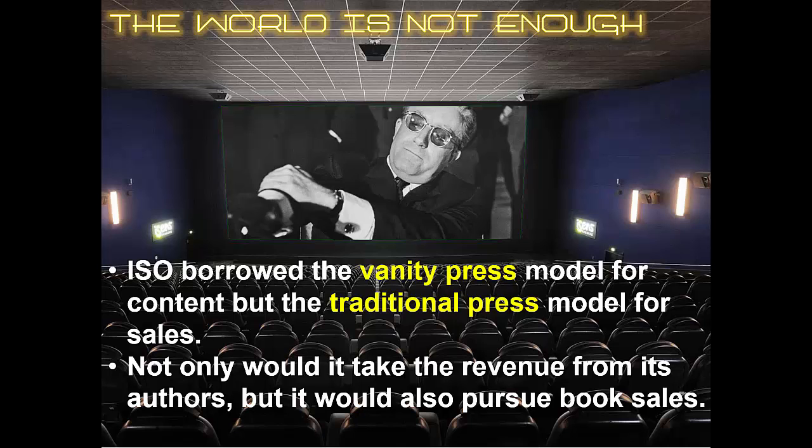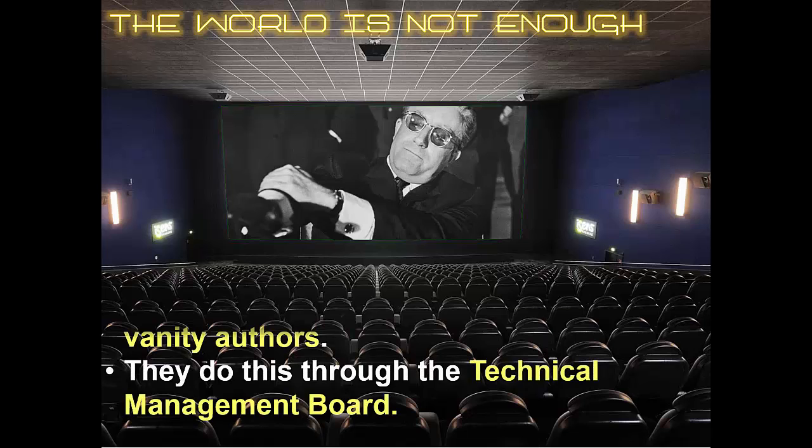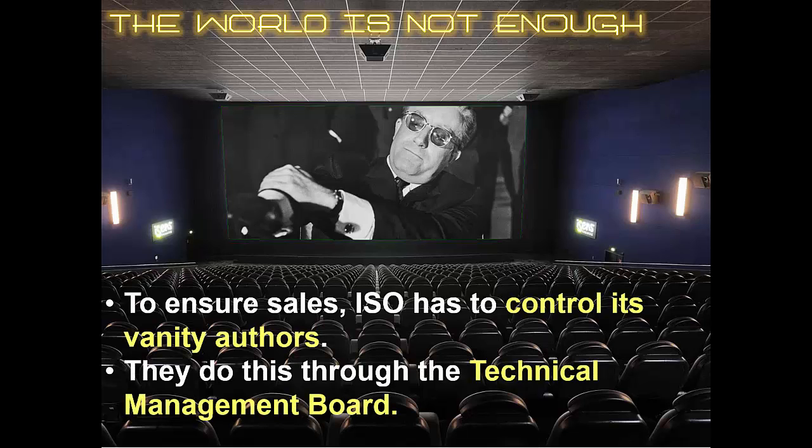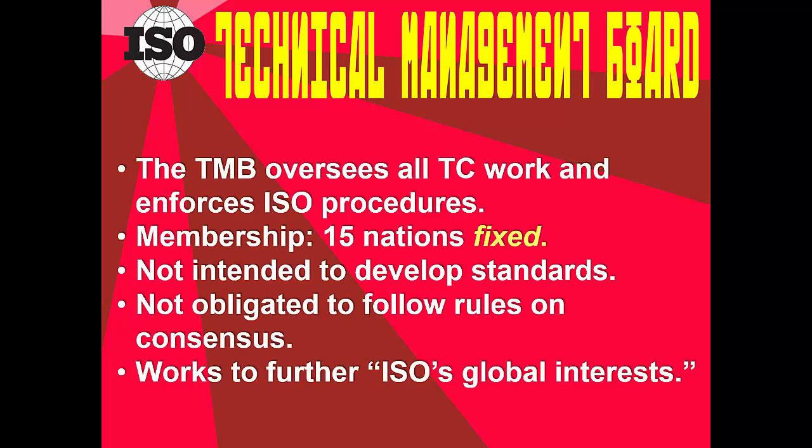So this is where things get a little bit weird, in that it borrows some of the model from the traditional press. To ensure sales, ISO has to control the vanity authors. Normally in a vanity press, the author can be as horrible and terrible as they want, and the vanity publisher will simply publish the book no matter what, spelling errors and everything. But ISO has to control the vanity authors because it wants to maximize those sales, since it's keeping those profits for itself. And they do that through an organization they call the Technical Management Board, or the TMB.